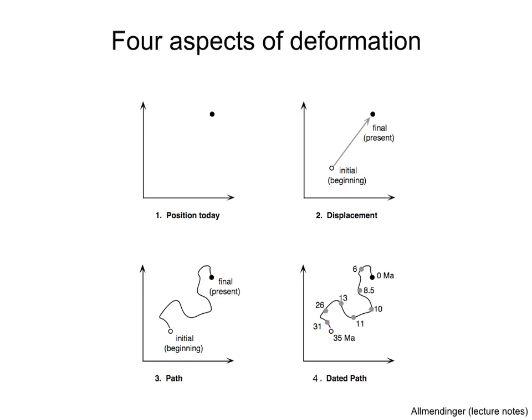The first one is the position of a rock particle as we see it today. The second one is the displacement of the particle from its initial to its final location. The third one is the actual path of the particle from its initial to its final location. And the fourth one is the dated path of the particle from its initial to its final location. In geology, we rarely know the path of deformation, and even less the dates along that path. Most often, we have some idea about the displacement of the rock particles.